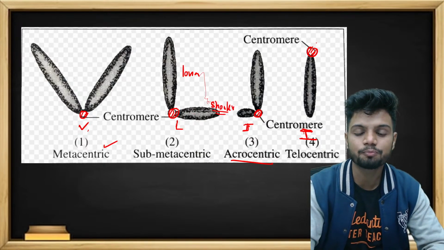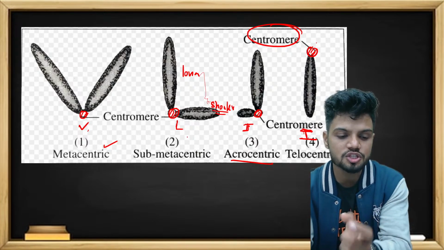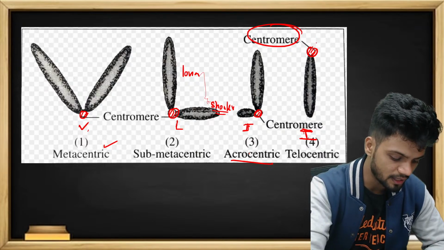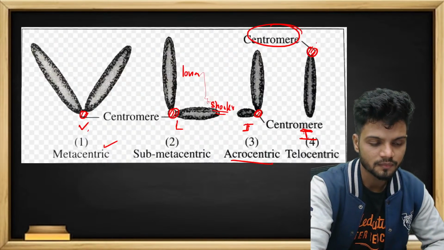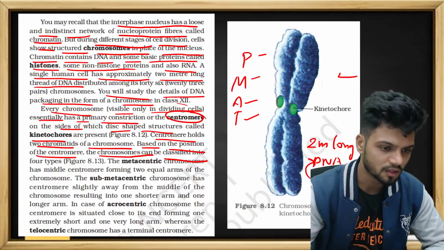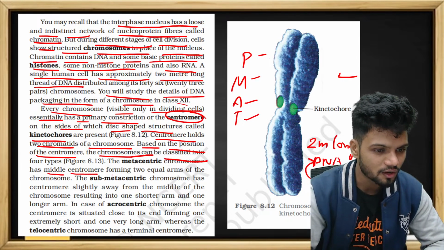Depending upon the position of centromere, we can have different types of shapes of chromosome: V, L, J, I. This is a very famous question, let me tell you. Very famous question.